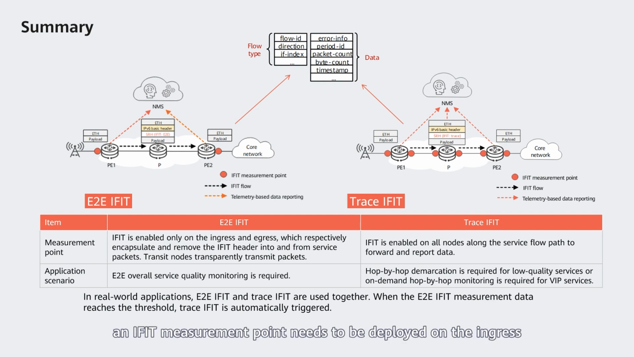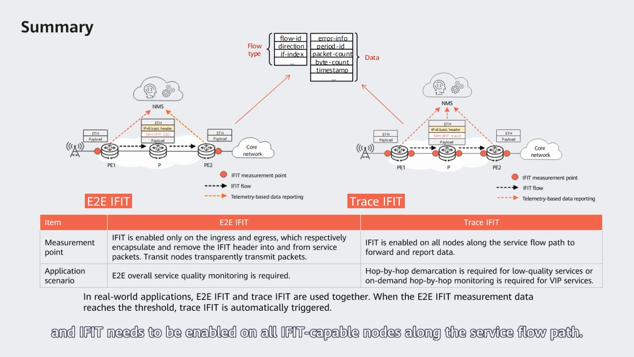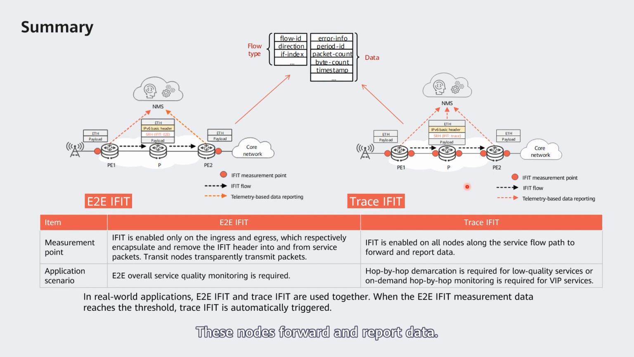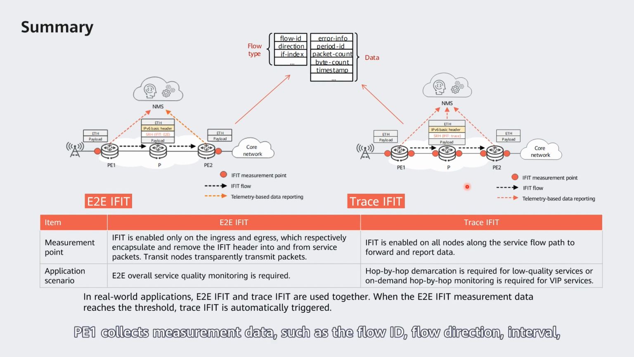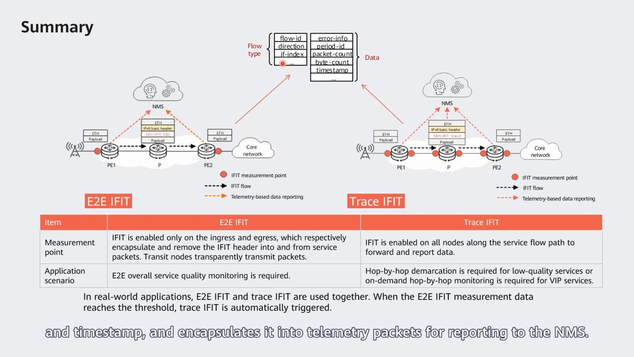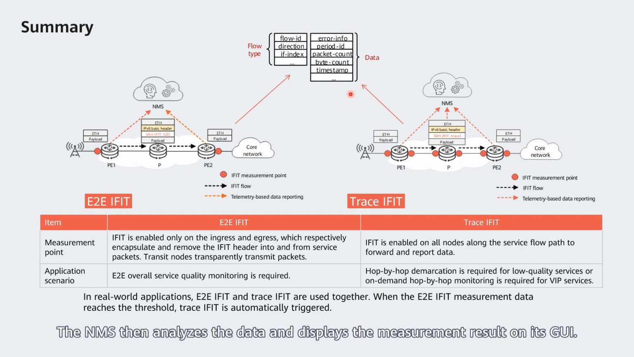In trace measurement, an IFIT measurement point needs to be deployed on the ingress in order to trigger measurement, and IFIT needs to be enabled on all IFIT-capable nodes along the service flow path. These nodes forward and report data. Based on the configuration requirements, PE1 collects measurement data, such as the flow ID, flow direction, interval, and timestamp, and encapsulates it into telemetry packets for reporting to the NMS. The NMS then analyzes the data and displays the measurement result on its GUI.